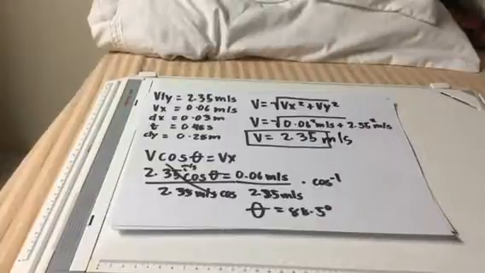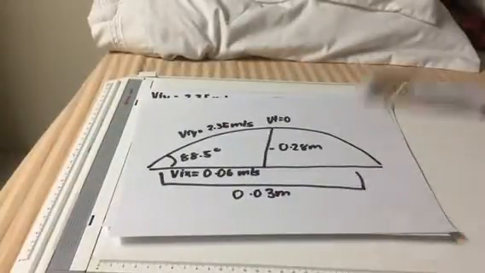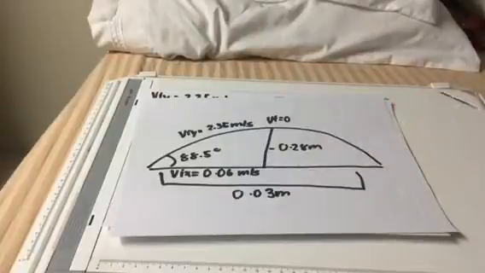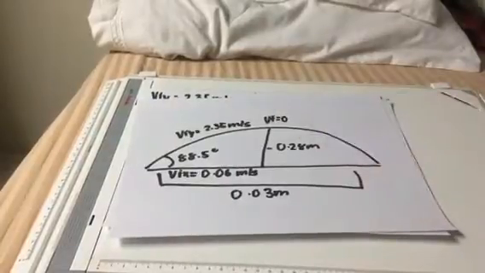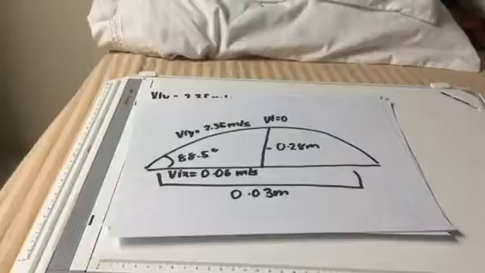Now, how would it look with the arc and everything? Here's how it looked. 0.03 is the dx, 0.06 is the initial velocity in the x-axis, dy is equal to 0.28 meters. Of course, the final velocity at maximum height is always 0 in case 2. VIY is equal to 2.35 meters per second, and the angle is 88.5 degrees.